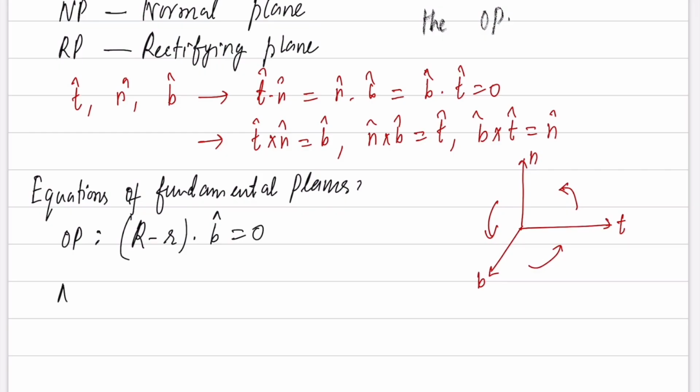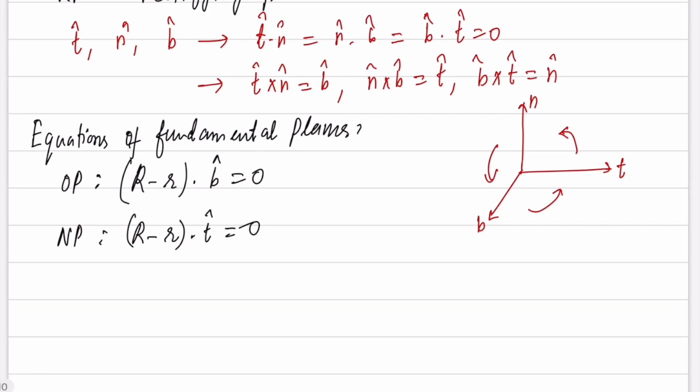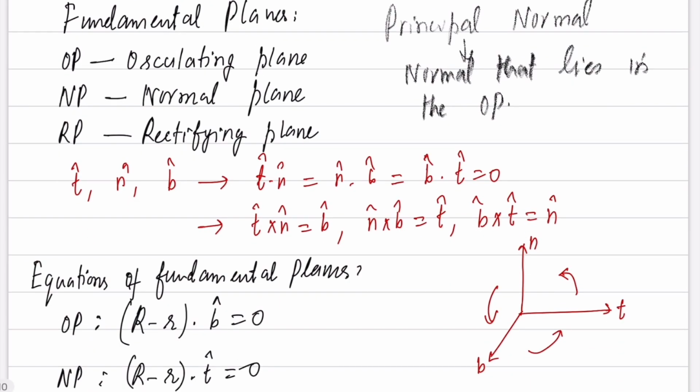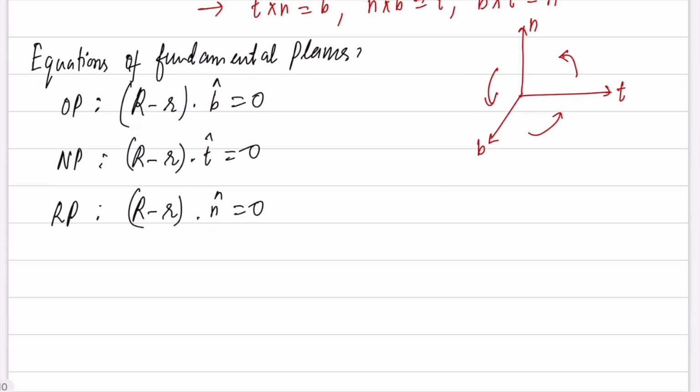Similarly, for the normal plane we take R minus r. T is perpendicular to the normal plane, so we write the dot product of T with R minus r equal to 0. And for the rectifying plane, we take R minus r, and the normal is perpendicular to the rectifying plane, so dot N is equal to 0. This is how we can write down the equations of these three planes.